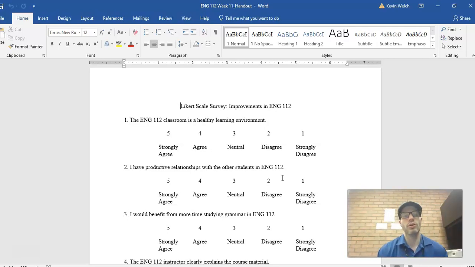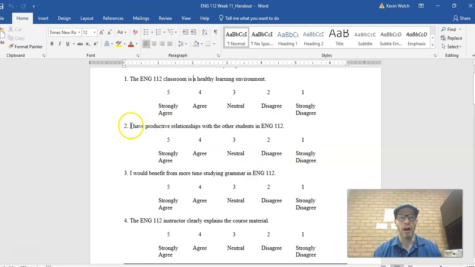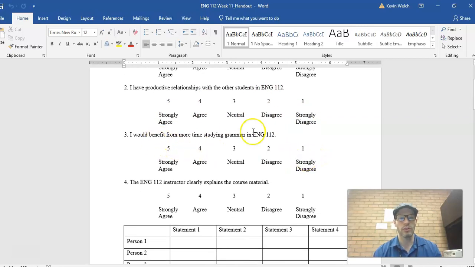Okay. And so in this case, this example deals with trying to make improvements in English 112. And the survey would then be given to students in English 112 in a face-to-face class. The first one says the English 112 classroom is a healthy learning environment. The students are going to rate these, agree or disagree, neutral, whatever. I have productive relationships with other students in English 112. Strongly agree, whatever. So they are going to answer their questions. In this case, for the example, I just did 4. But they're going to rate these.